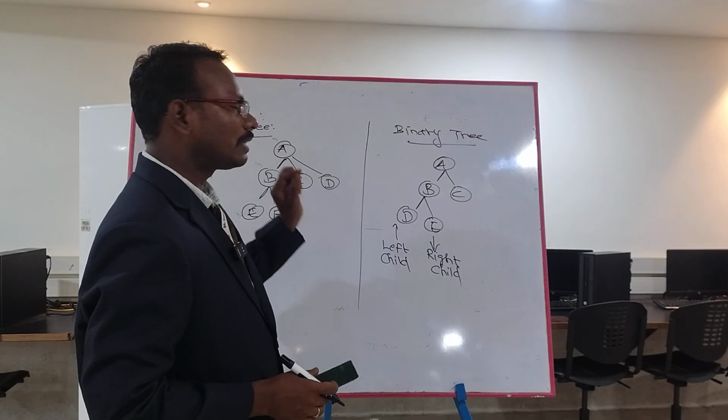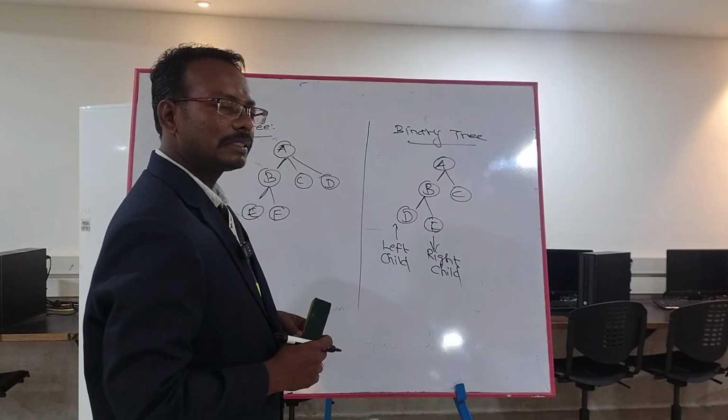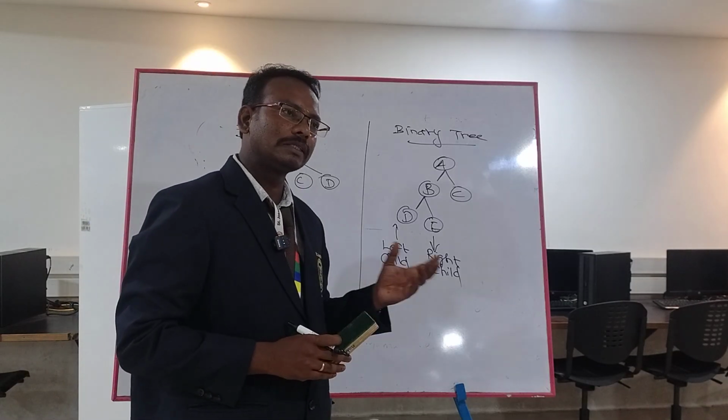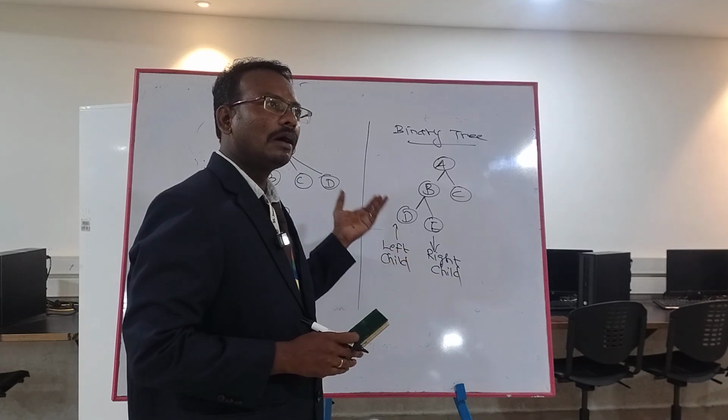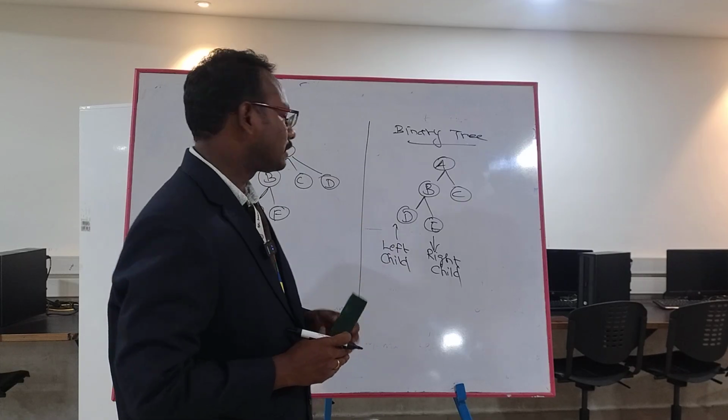Next we are going to see about tree representations. In tree representation, there are two methods used for representing a tree. One is linked list representation. Another one is binary tree adjacency matrix representation.